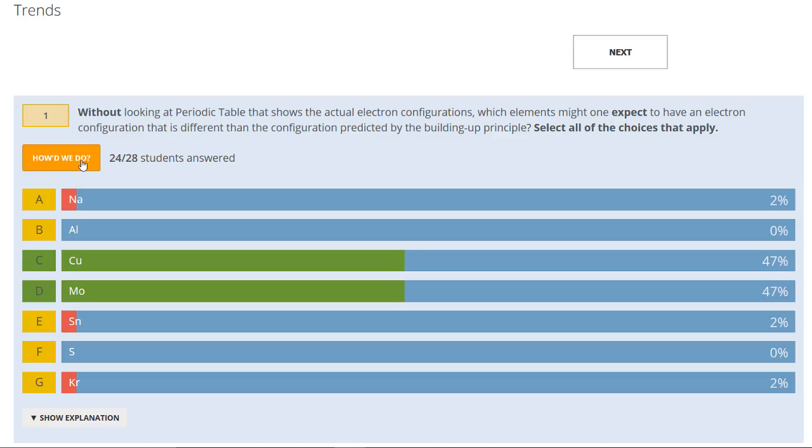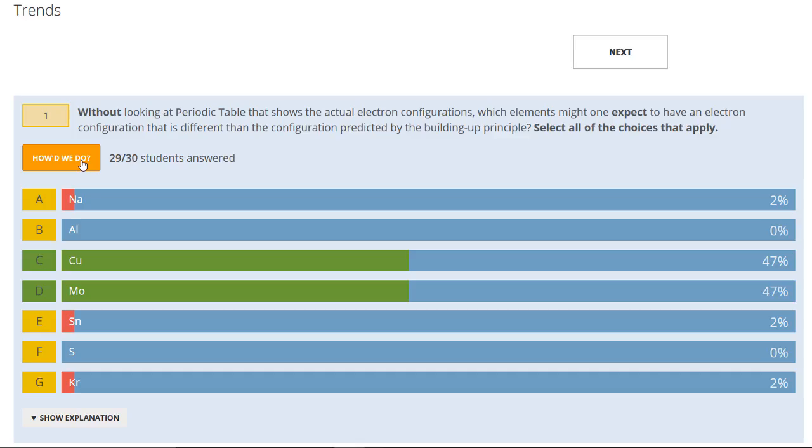And how do we know to look for copper and molybdenum? What are we looking for? The ones that end with D10, D something. D10 and D5. Right, D10 and D5.